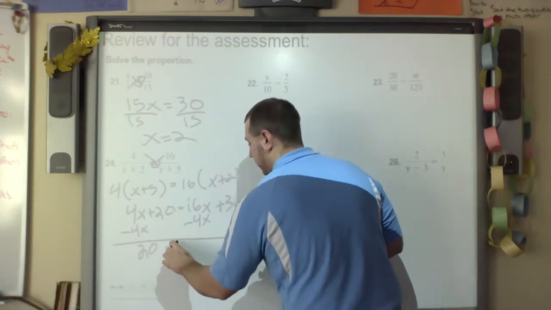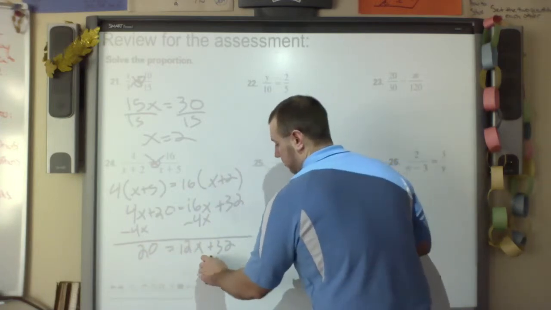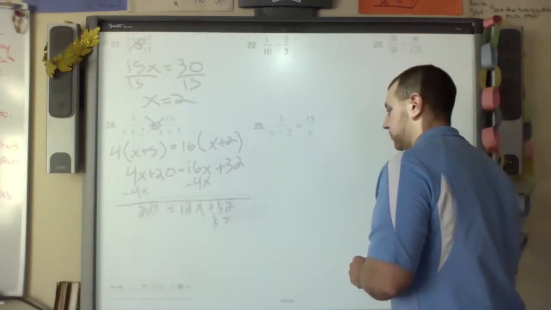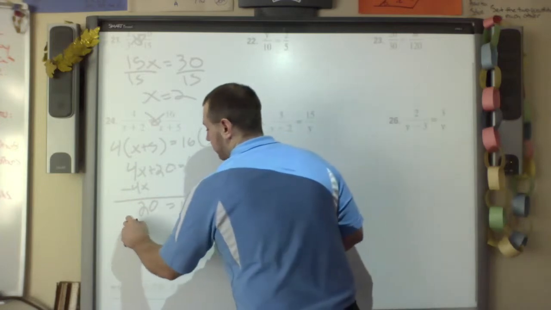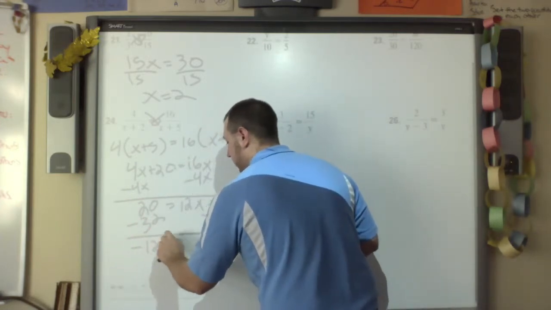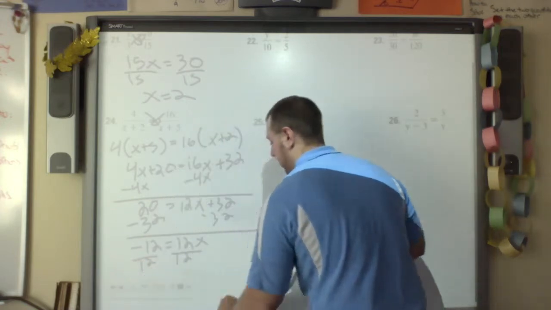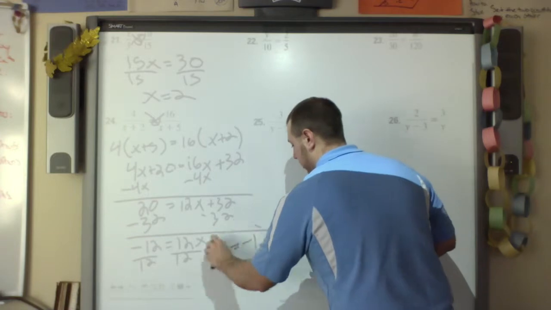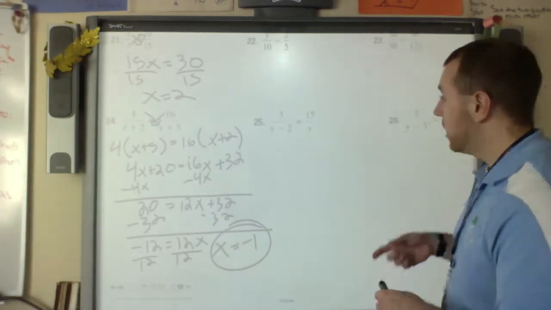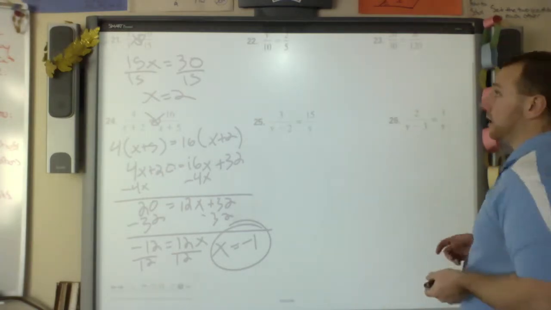20 equals 12x plus 32, minus my 32. I get negative 12 equals 12x. Divide by 12, x equals negative 1. So that's how I would solve that proportion. But that only happens when I have a minus there, a minus or a plus.